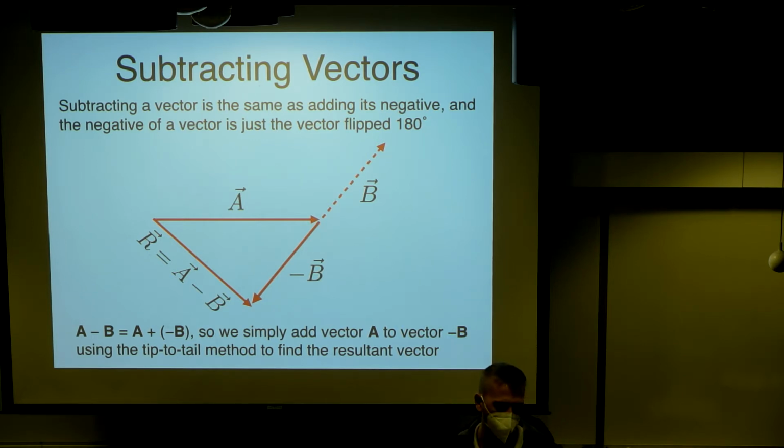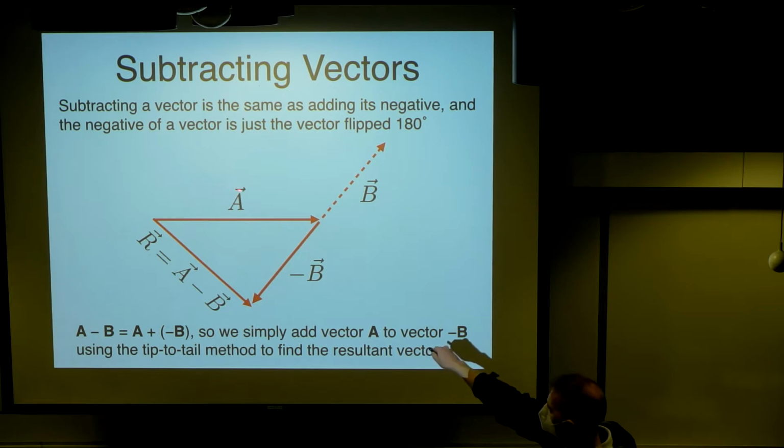Remember this tip to tail method? Okay, from 2 days ago, we learned about the tip to tail method. We're actually still going to use that. We're just going to think about subtraction as adding a negative. Okay, so if we know how to add vectors, subtraction is just adding the negative of a vector. So let me show you what I mean here.